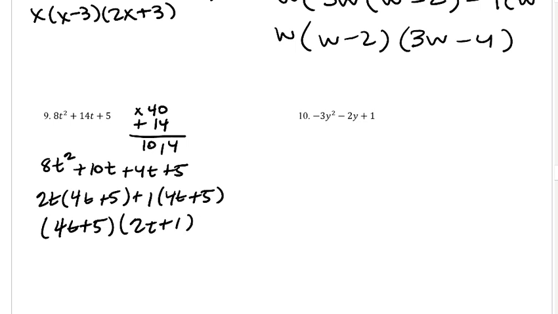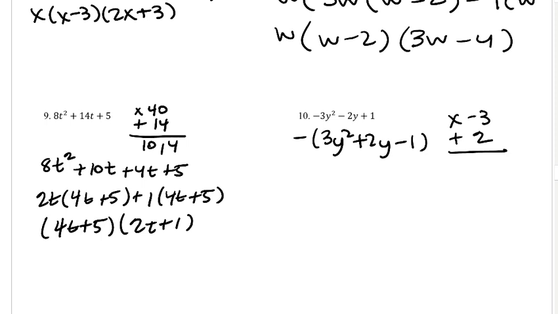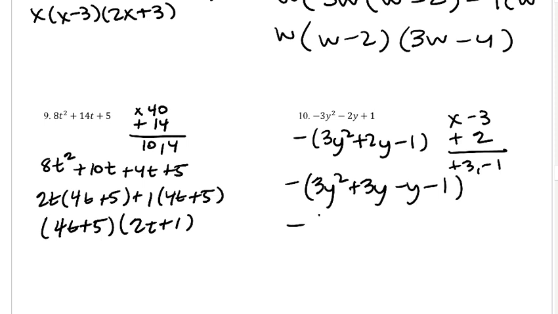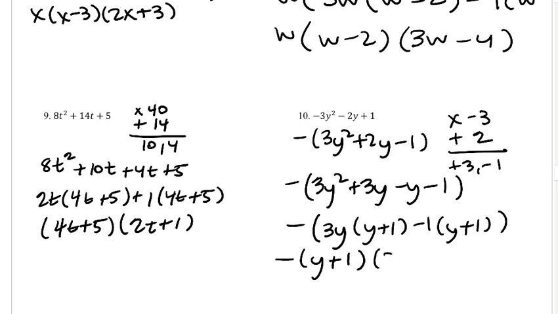Over here, just like on the last one, I don't like the negatives, so I'm going to factor out the negative. 3y squared plus 2y minus 1. So I'm looking for two numbers that multiply to negative 3 while adding to positive 2. That's going to be positive 3 and negative 1. So I've got the negative of 3y squared plus 3y minus y minus 1. And so that's 3y times y plus 1, and a negative 1 times y plus 1. I factor out the y plus 1, and I'm left with 3y minus 1.